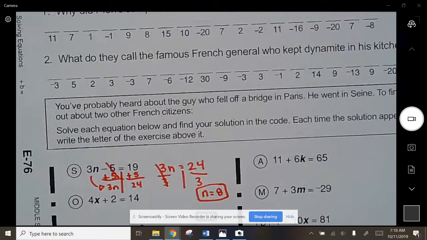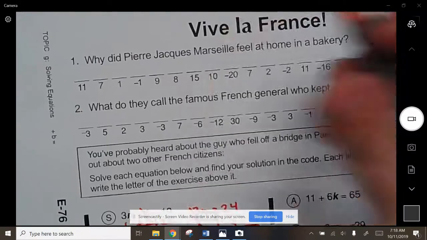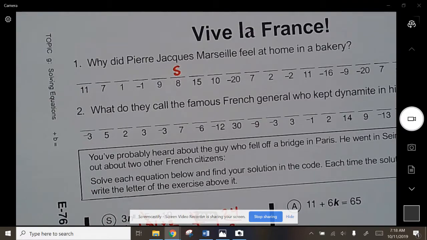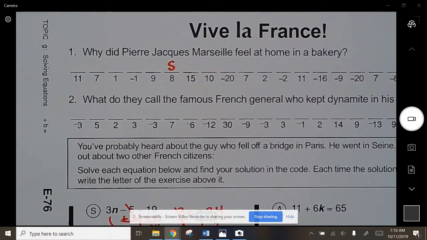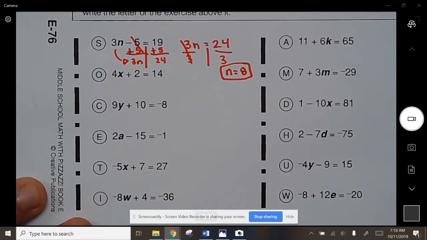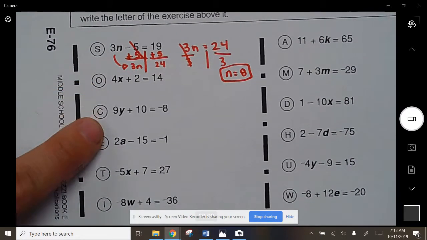And if you go up here, you look for 8. And wherever you see an 8, you're going to put the letter S. Right there. Are there any other 8s? That's it. Okay, so there's only one 8 up here. Now, I want you to do the same method on O. And then let's go ahead and look at C.